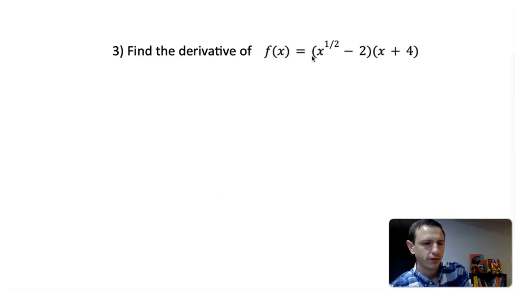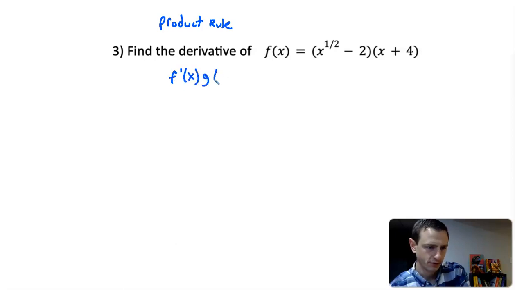In this example, we're finding the derivative of x to the 1/2 minus 2 times x plus 4. We're going to use the product rule for this example. So product rule is derivative of the first times the original second.